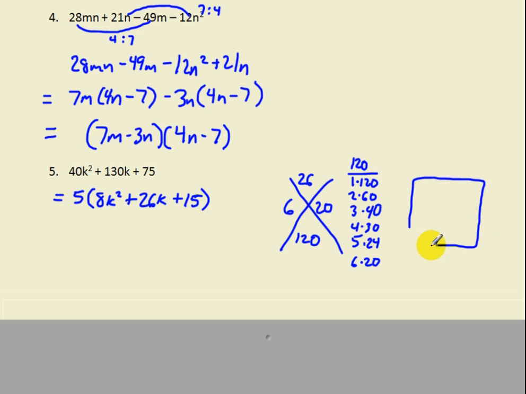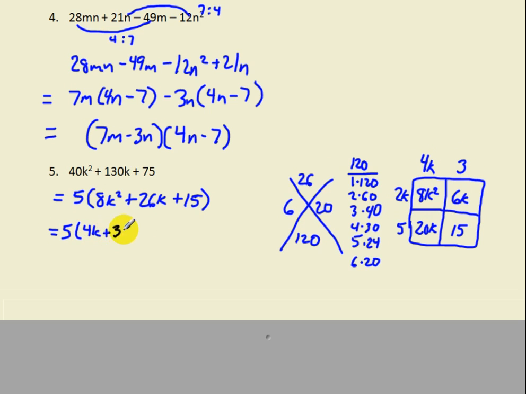So now we can form our box. And we know that we have 8k squared. And we have plus 15. And now we know that we have a 6k and a 20k. So factor out the greatest common factor. Each row we have, here we would have 2k, and here we would have 5. Here we have 4k, and here we have 3. So this is equal to 5 times 4k plus 3 times 2k plus 5. And now we have factored completely.